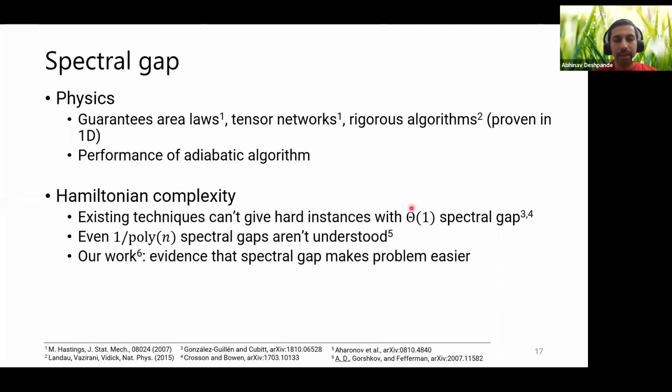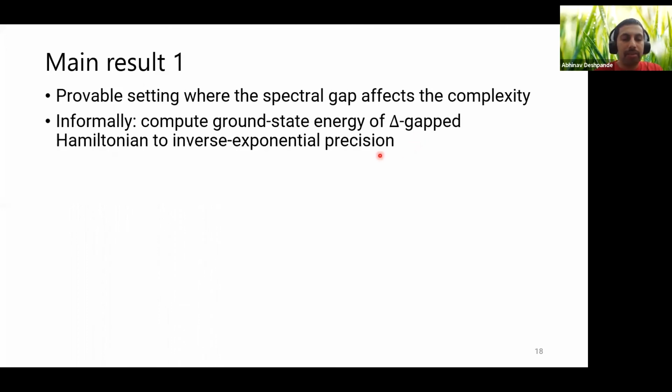Okay, so our first main result is the following. We have this provable setting where the spectral gap affects the complexity. To do this, we look at the problem of computing the ground state energy of some gapped Hamiltonian to, say, inverse exponential precision. By this, I mean that you're assured that the spectral gap of the Hamiltonian is at least delta. The setting of inverse exponential precision is admittedly artificial, and that's what I mean by setting here.